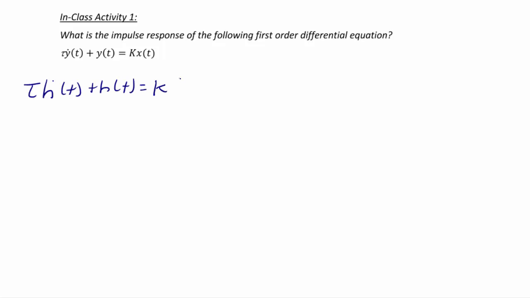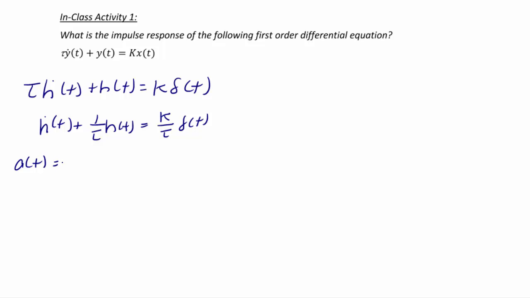delta of t. And now we're going to use integrating factors to solve. So the first thing I'm going to do is to rewrite this equation to get a leading coefficient of 1 on the first derivative of h. So this is h dot of t plus 1 over tau h of t equals k over tau delta of t. So the integrating factor a of t would be equal to e to the t over tau.